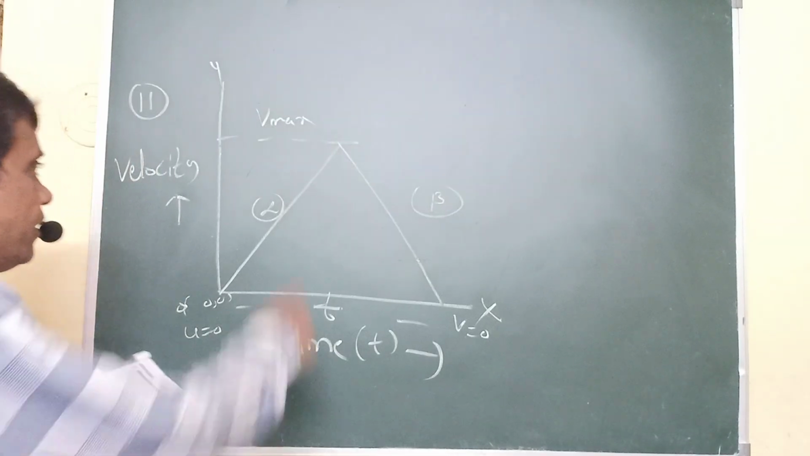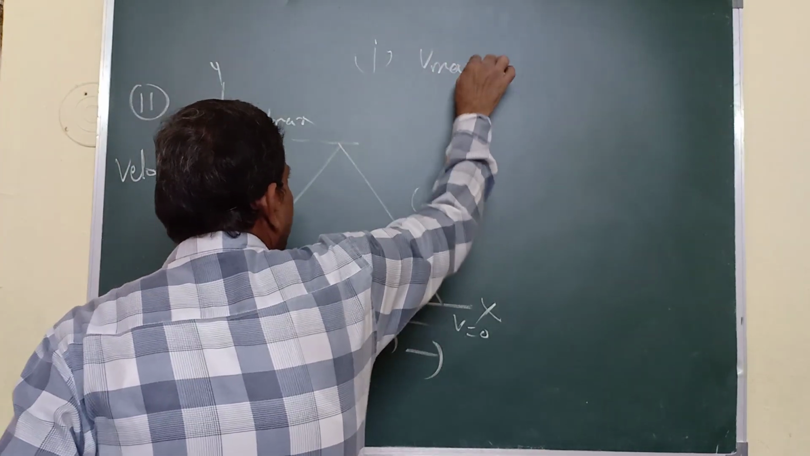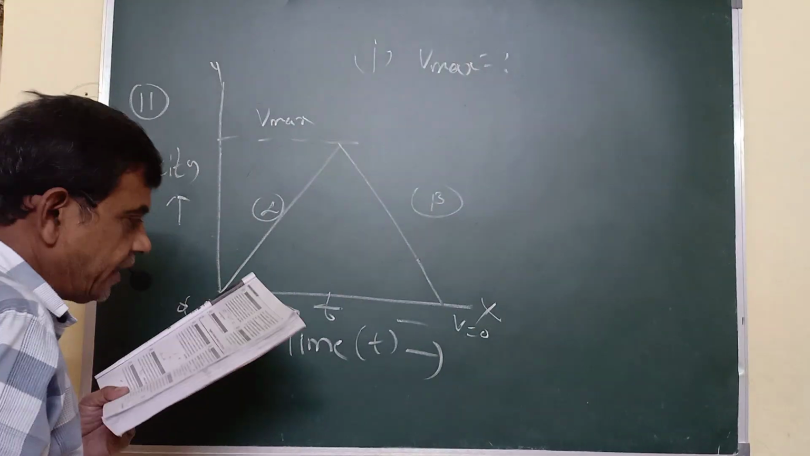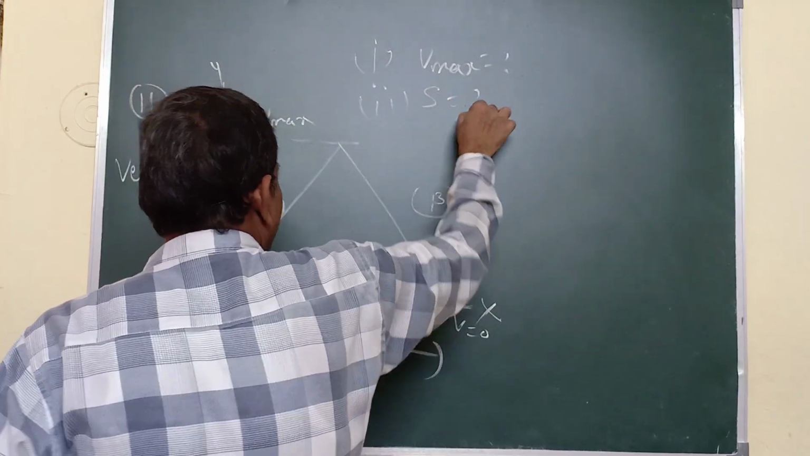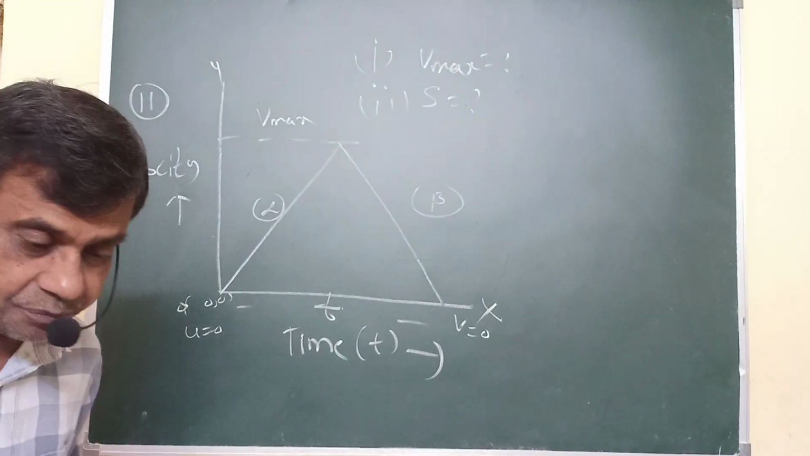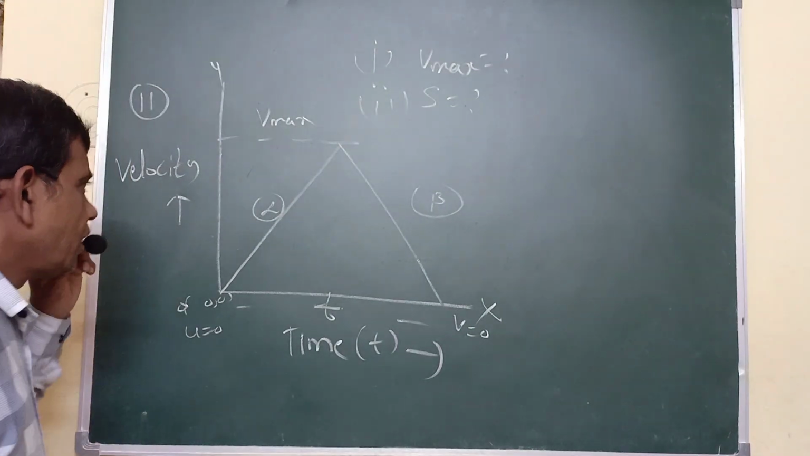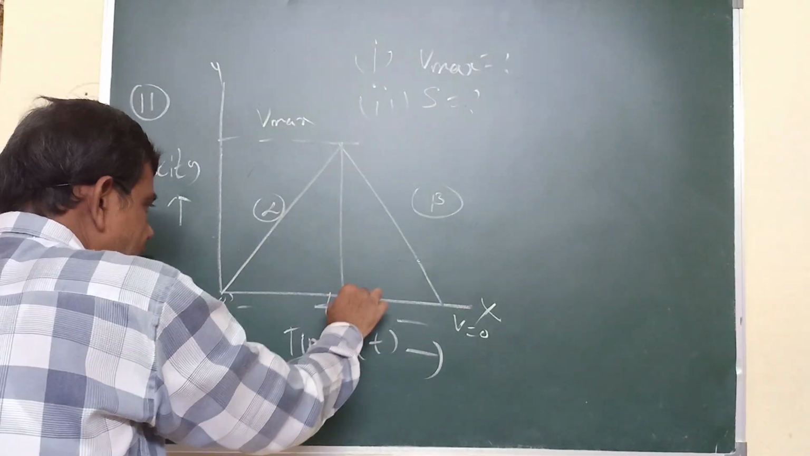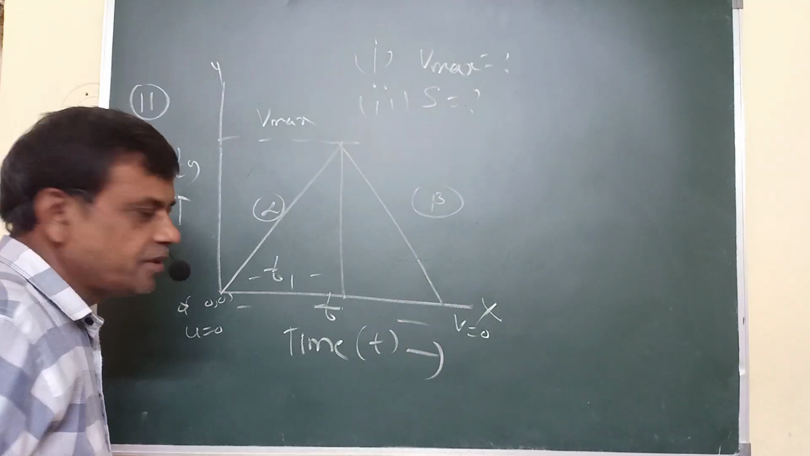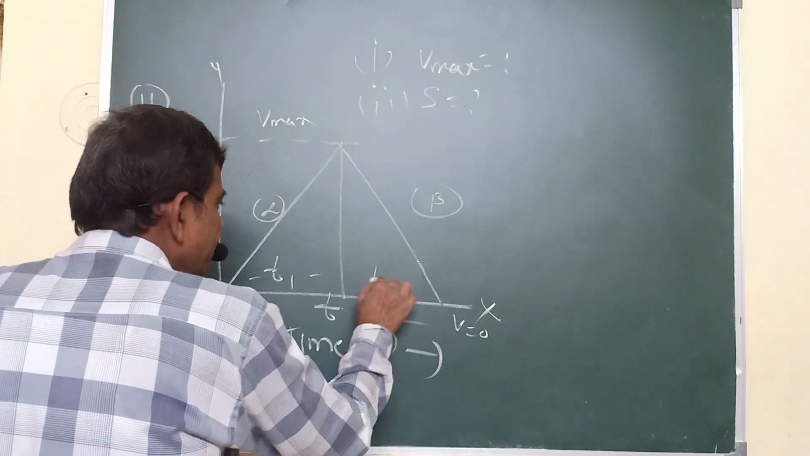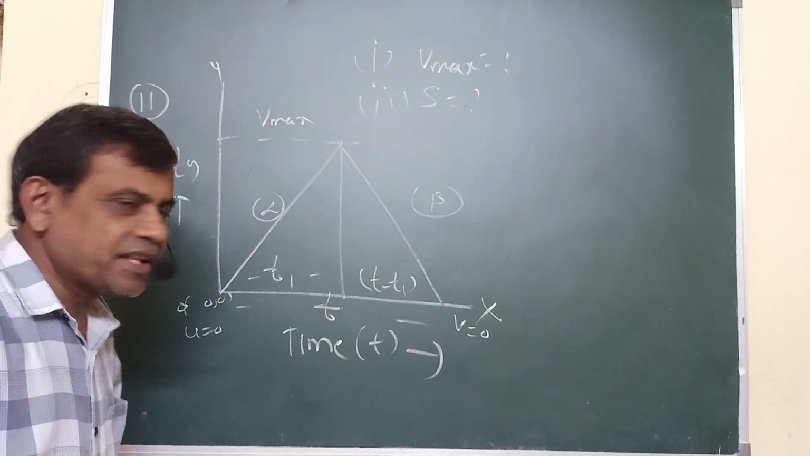Then what are we finding? Two things are given. One is finding the maximum velocity. The other is the total displacement covered by the car. This is our question. So first we are finding the maximum velocity. Now I am assuming that to reach maximum velocity it takes t1 seconds. Total time is t, so from this t1 is gone, the remaining is t minus t1 seconds.